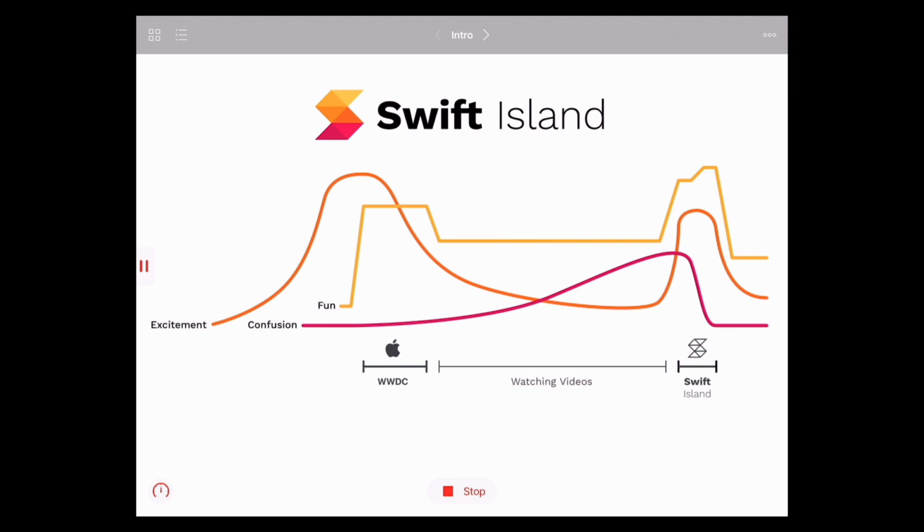And to explain it a bit more, I've created this infographic. So we all know the excitement around here that gets up to WWDC, right? And then WWDC starts, and that's a lot of fun. And then it ends, but then your confusion kind of starts, right? Because you're rewatching the talks and trying to use these things, and that's why we created Swift Island, because at Swift Island, you actually get to use all these APIs. So your confusion will go down, your excitement will go up again, and it's even more fun than WWDC.